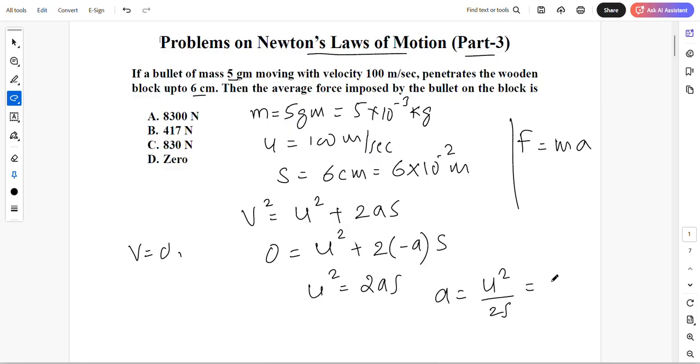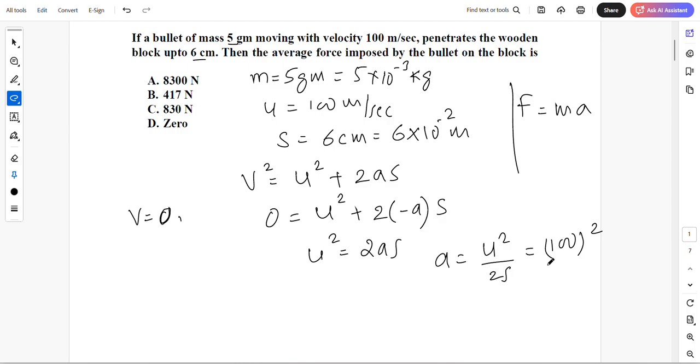How much is u given? 100, the whole square. This is retardation because the bullet is going to stop. V is equal to 0, final velocity is 0. They have given initial velocity here. This is the distance covered by the bullet, S is equal to 6 centimeter. Now, calculate a: 100 the whole square divided by 2 into S, that is 6 into 10 to the power of minus 2.